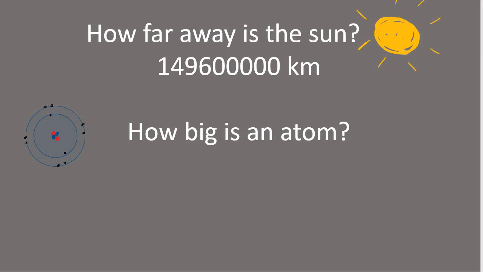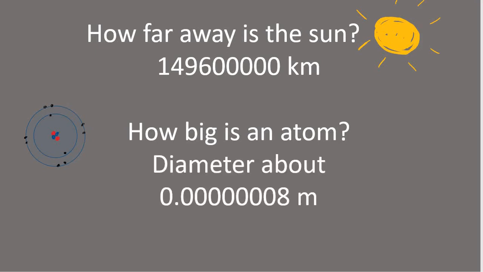How about the size of an atom? How big is an atom? If we were to measure an atom in meters, how wide would it be? The answer is its diameter is about this many meters. It's tiny, an atom. We are made up of billions and millions of atoms. So they're really, really small. But how big is that? It's hard to read because there's so many zeros. 0.0000008 meters. That's really small.